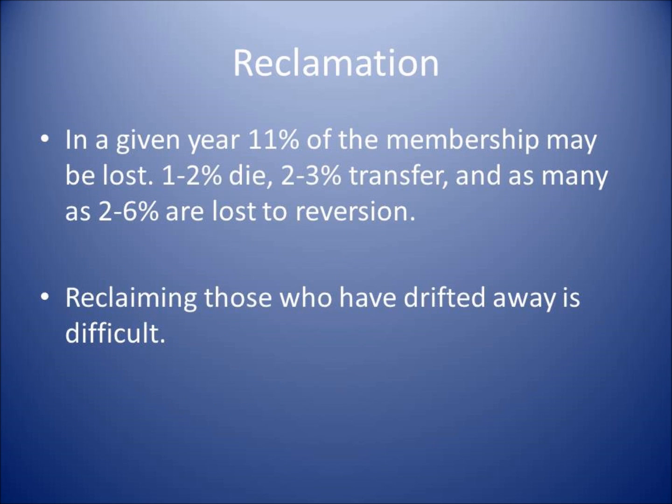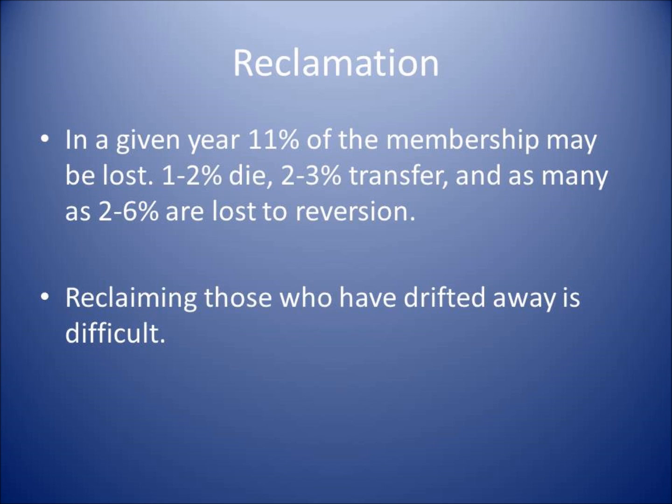This slide focuses on reclamation. That word may not be familiar to you. It just simply means reclaiming those who drop out. In a given year, 11% of the membership may be lost. That's a staggering number. Every year, 11% of membership may be lost.